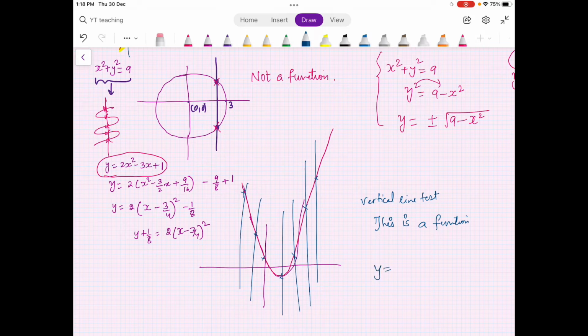Here you have y is equal to 2x square minus 3x plus 1. If I insert one particular value of x here, I am going to get only one value of y. There we were getting two values of y because it was y square. But here you have a single power of y, so you get exactly one value of y. That is why it is a function. So that is how you can test whether a given equation represents a function or not.